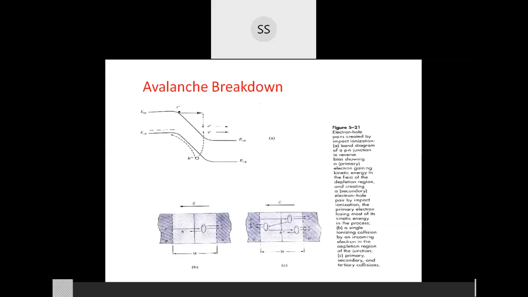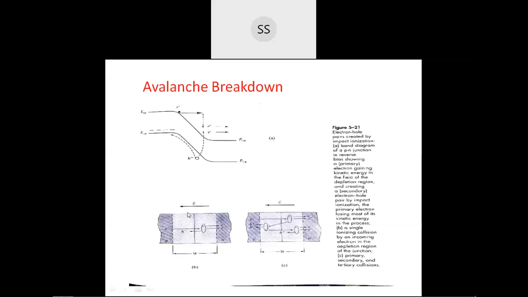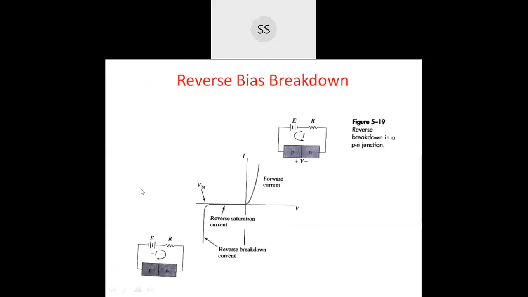Okay, today we will take up another topic. What are the effects of applying the reverse bias voltage? Just observe this picture. Probably even in the physics lab, you might have done the experiments: forward bias in the diode, reverse bias in the diode.